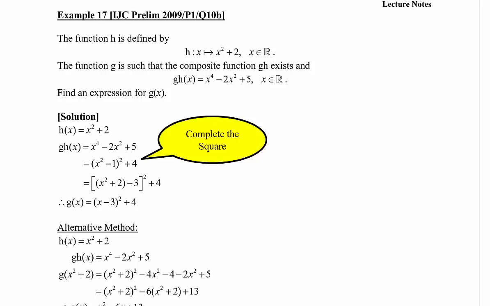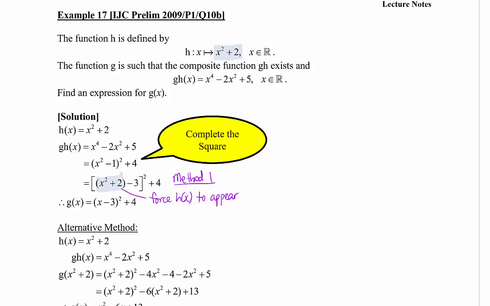If you see the first method, one way is to make x squared plus 2 appear somewhere in our equation. That means we force it to appear. This is not often easy to do, all right? You can see here, ghx is a quartic polynomial. So in the solution, we completed the square and then rewrote x squared minus 1 as x squared plus 2 minus 3. So while we worked here, this method is not easy in general.